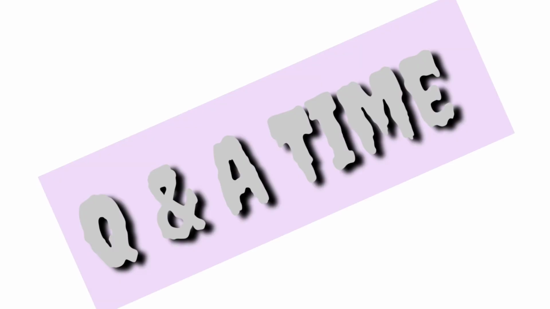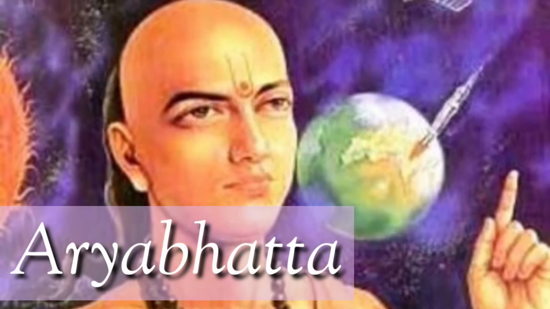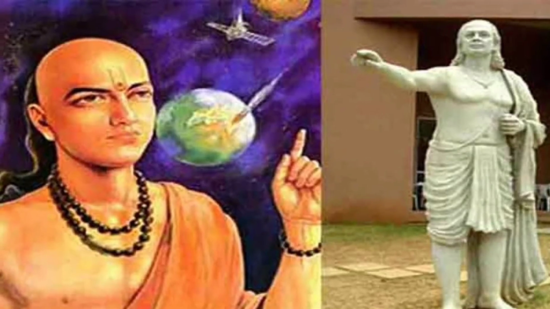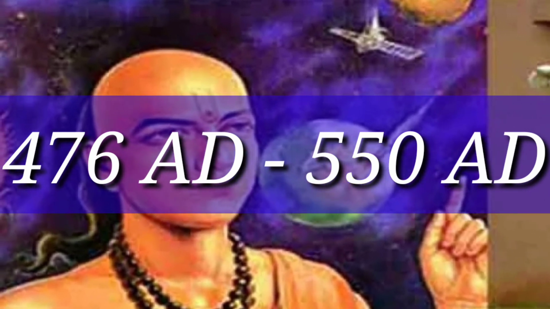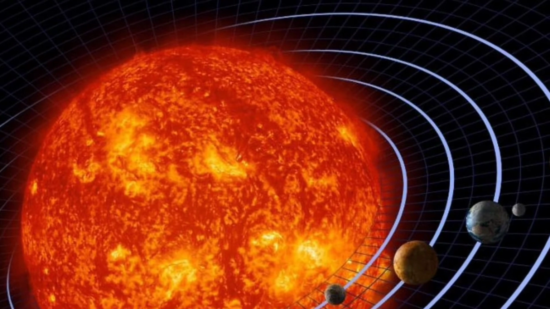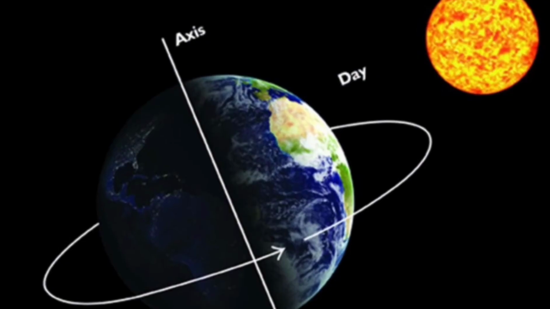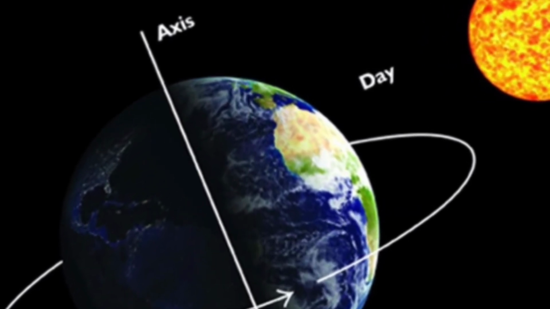Now let me answer the question which I asked in my previous video. Who is the father of Indian mathematics? The answer is Aryabhatta. Aryabhatta was an extraordinary teacher and a scholar who had immense knowledge about mathematics and astronomy. He lived around 476 AD to 550 AD. He proved that the sun is located at the center of the solar system and all planets revolve around it.